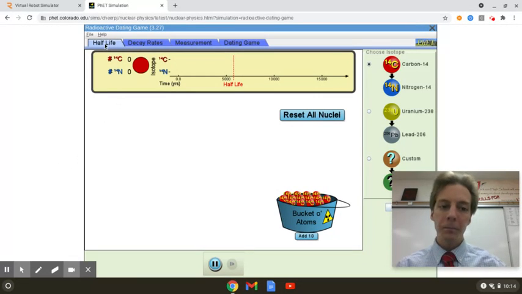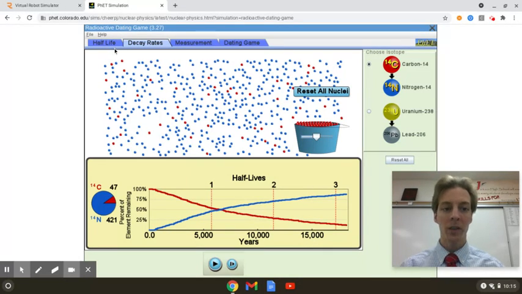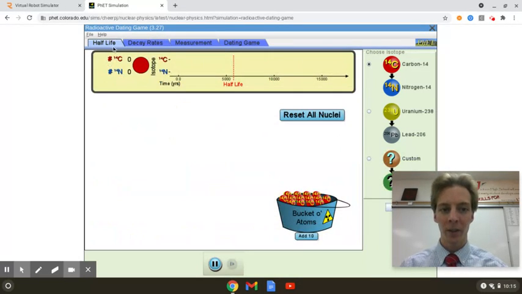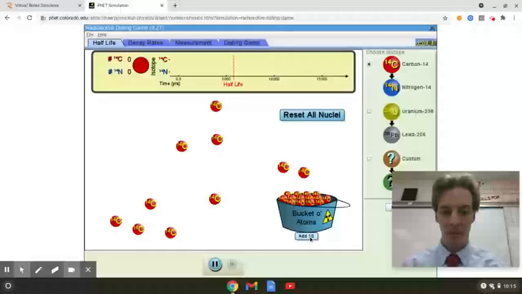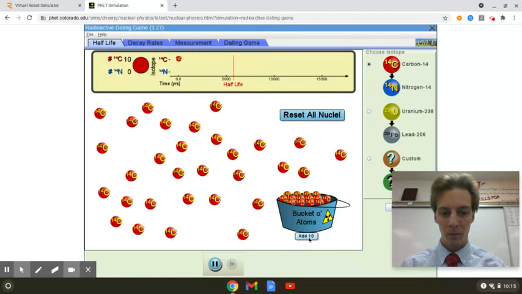Okay. The radioactive dating game. All right, there's half-life, decay rates. We're going to work on a little of all this. So I'm going to add some atoms here. It's very slow because I'm running the recording thing. We're going to add. There we go. And we're going to let it go.